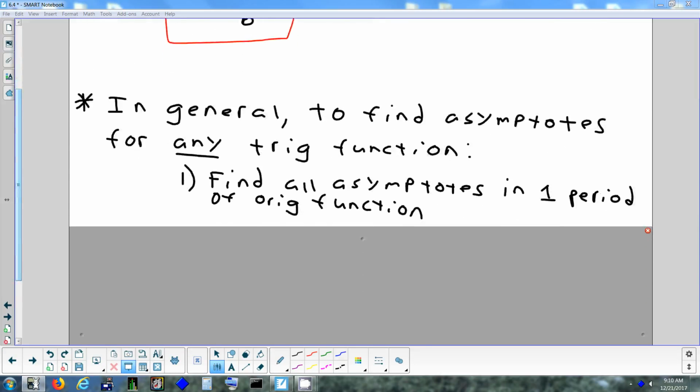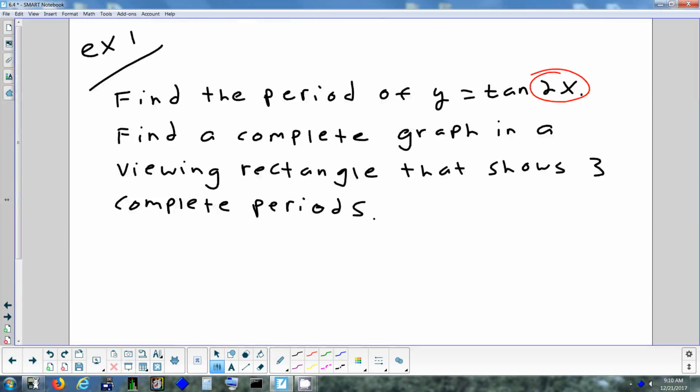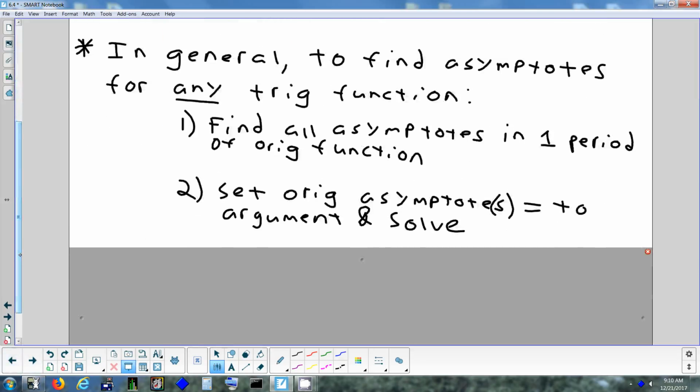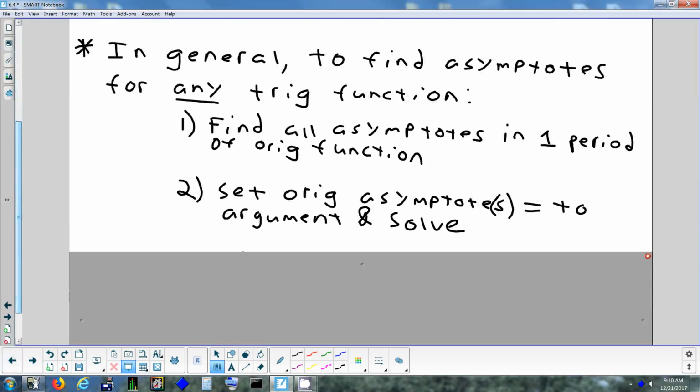Okay, so find all the asymptotes in one period. And then you're going to set each asymptote, which for tangent and cotangent, it's only 1 per period, but you set each asymptote equal to the argument. Okay, that's the argument. And solve. And what that's going to tell you is where all the asymptotes in the first cycle move to. Because that's all we're dealing with.